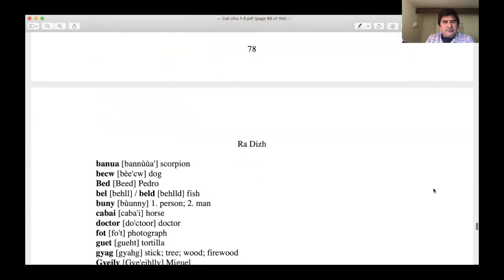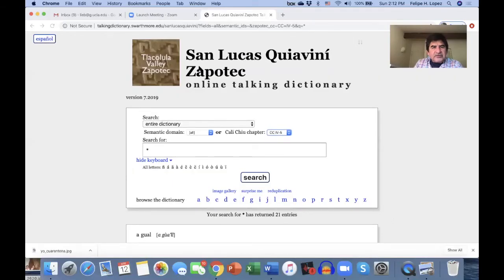All right, so typically what I would do is ask you guys to go to, for radish, we have an online dictionary, but now I'm going to go over these words, and in the future I'm going to be asking you guys to go to the online dictionary. So if you can see, it's San Lucas Avenue, Zapotec. This is the address, and where it says Cali Chiu chapter, you guys will be able to find the chapters there. But as I said, for now, let's just use my PDF file. So I'm going to go back to it.